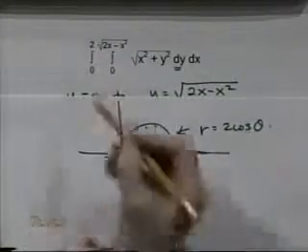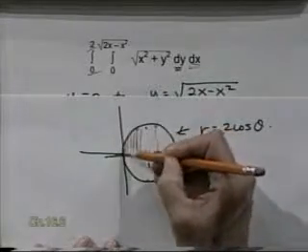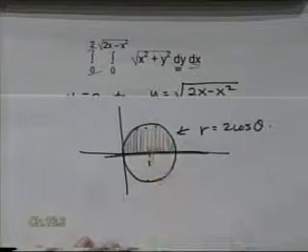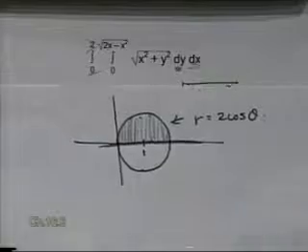And then what x's are we ranging? We're adding up our x's from 0 to 2. So if you add up x's from 0 all the way to 2, I'm just getting the top half of that circle, the semicircle. So now we're ready to do our integration.